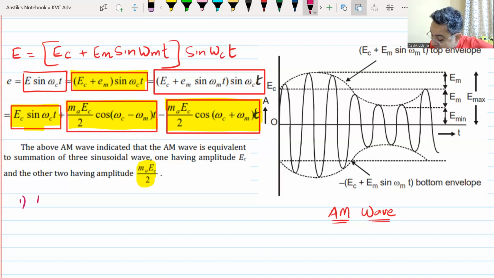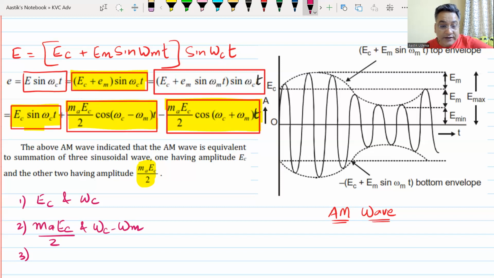The first wave has amplitude EC and angular frequency omega c. The second wave, can anyone tell me the amplitude and frequency of the second wave? MAEC by 2 is the amplitude. Can you tell me the angular frequency? Omega c minus omega m. Remember, very important terms I am telling you. And the third wave has amplitude MAEC by 2.